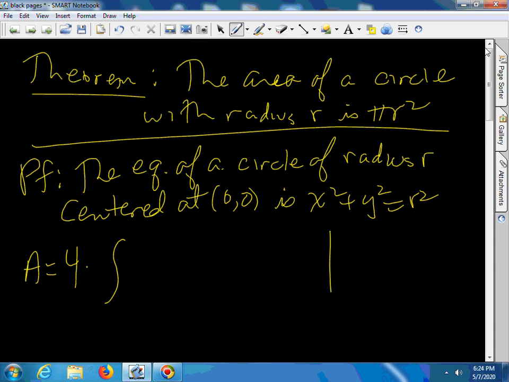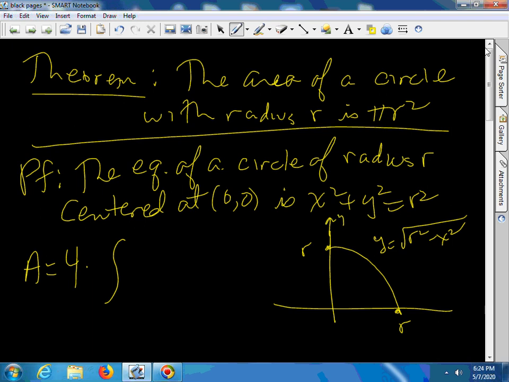Let us draw what we have. We have this curve, where y is equal to the square root of r squared minus x squared. Right here is r, and for the record, right there is r. This is the y-axis, this is the x-axis. And we want to find the area in here. We want to find that area.